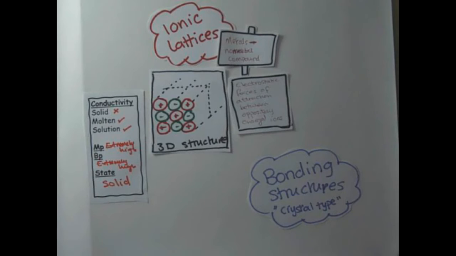And as I was saying, the strength of the attractions between the ions can be measured by the melting and boiling point. So when you compare melting and boiling points from one bonding type, from one crystal type to another crystal type, then you can get a good idea of the strength of those particular bonds in those compounds.